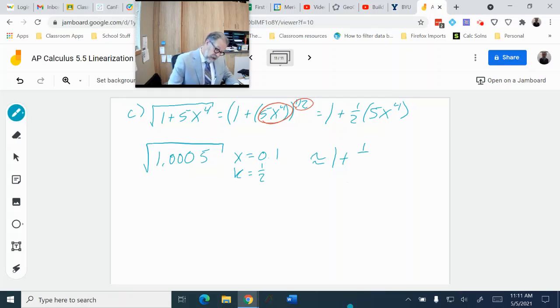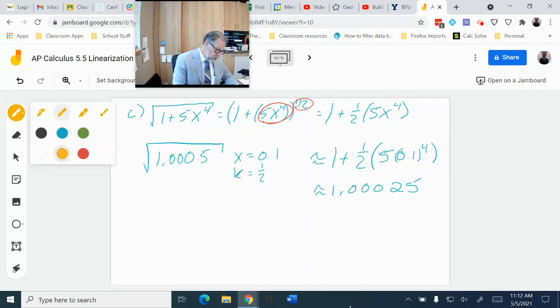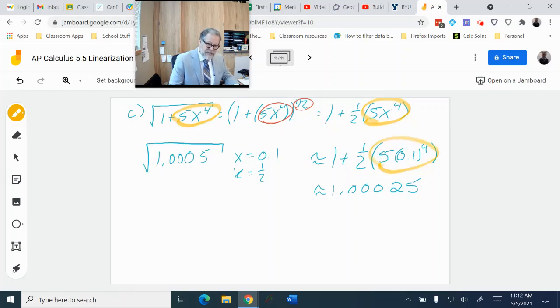1 plus k times 5x to the fourth, which is actually 1.00025. I did the same thing I was about to warn you against: making sure that this has to be the something, not just x. And then I went ahead and typed it in because I was looking back and forth between my notes and my screen. So what's the actual square root of 1.0005?